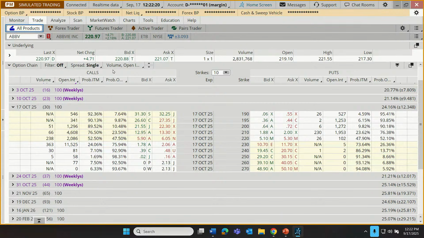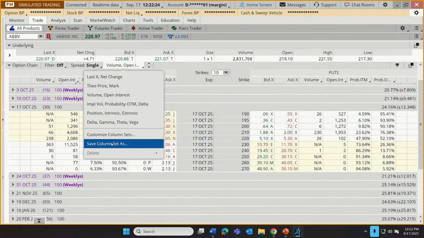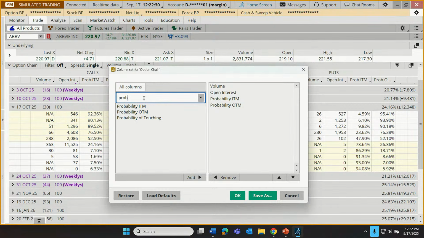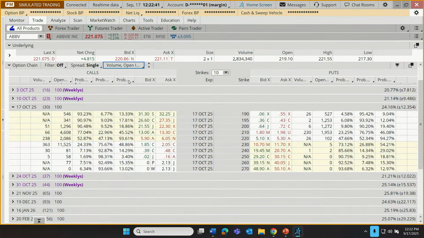I'm going to come up here one more time, go up here to where we've loaded up those custom study sets. Let's customize that column set one more time, and I'm going to type in probability again. Seems to be a theme here: probability, probability, probability. We're going to explore something called the probability of touching. So let's click OK. So you'll notice now we have this column called probability of touching, abbreviated to prob touch.